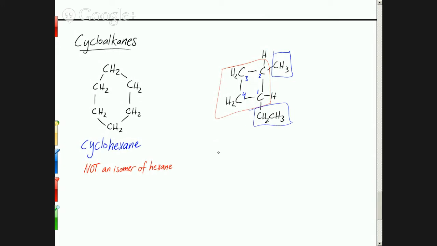So this name would be 1-ethyl 2-methyl cyclobutane.